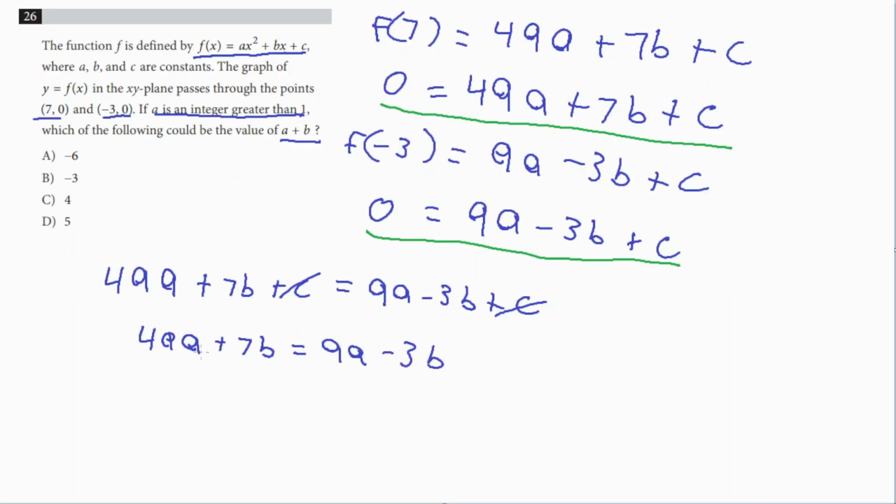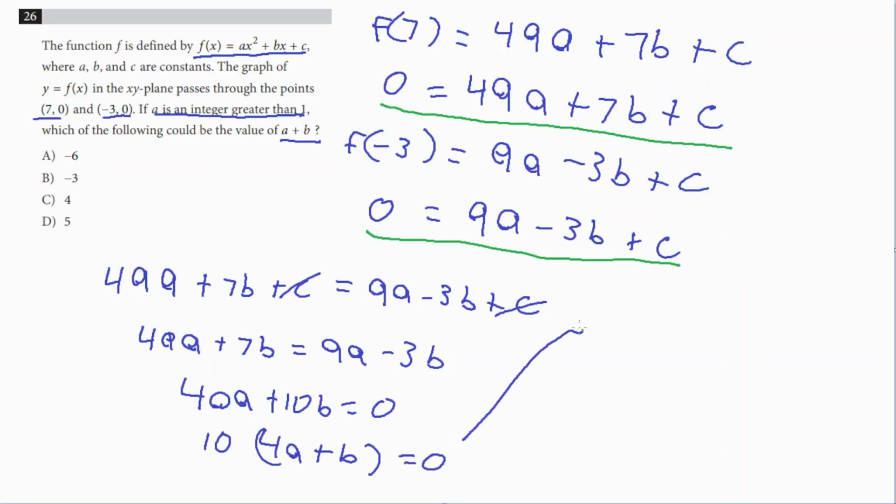Let's move all the variables to one side and then combine them. So subtract the 9a and then add the 3b over. Then you're left with 40a plus 10b equals 0. You can factor out a 10, so then you're left with 10 times 4a plus b equals 0. And you can divide out a 10. I'm going to move that over here. And then you're left with 4a plus b equals 0. What I did is 0 divided by 10. Any number with 0 in the numerator is going to be 0.